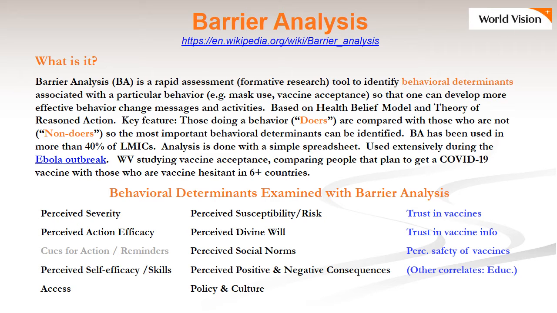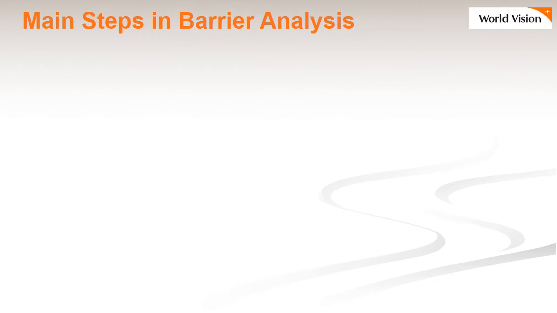These are the main determinants that are explored in these studies, things like perceived social norms, whether you think that people important to you approve of the behavior, but also perceived severity, whether you think that COVID-19 is a dangerous disease or not. Note that the determinants in blue are the ones that we added to our questionnaire for this particular behavior: trust in vaccines, trust in vaccine info from different sources, perceived safety of the vaccines, and also a few other correlates like educational level.